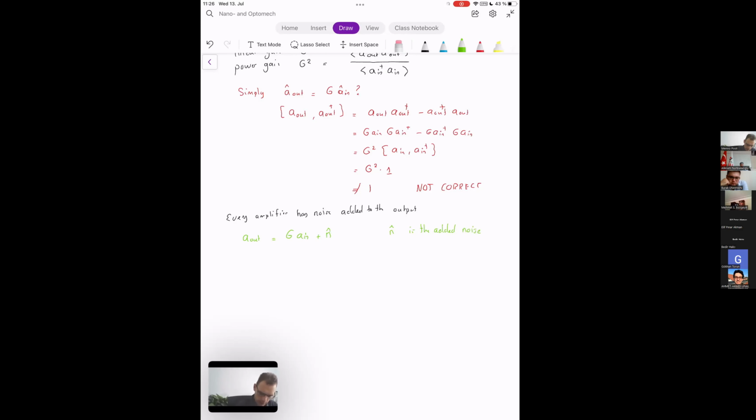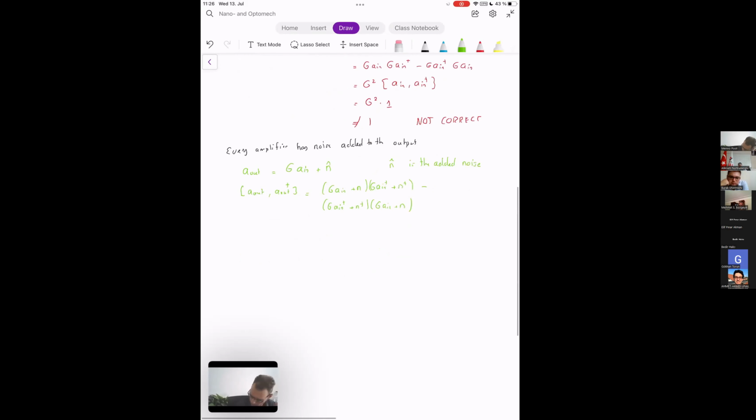And now when we again calculate this commutation relation for the output, then in this case we are going to have different terms. So now we have (G A_in + N)(G A_in† + N†) minus (G A_in† + N†)(G A_in + N). So that's now the commutator that we have.